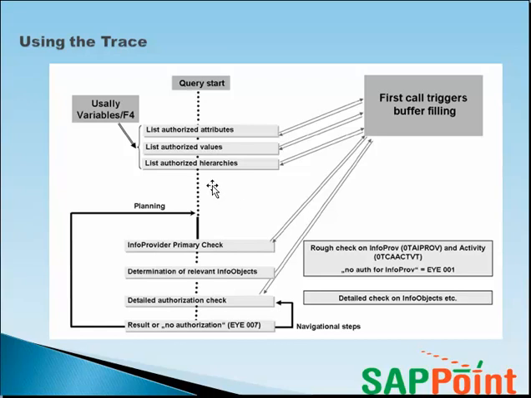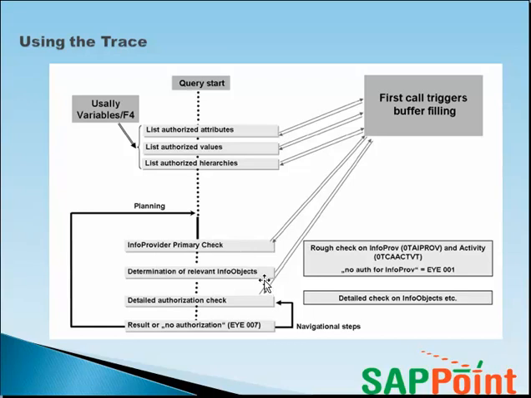Before checking for details of the displayed data, the system checks for the authorizations to the info provider with certain activity. If the access is granted, then more detailed checks follow. Otherwise, the query results in a no authorization to info provider kind of message.